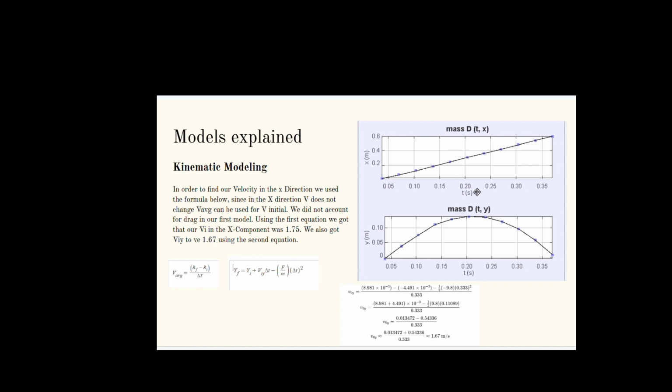Just because there were no forces in the x direction, that means V should be constant throughout the trial. That means V average equals V initial equals V final. Then for the y direction, we use the formula right here on the right, and you can see our calculations: because we had the final position, initial position, gravity, and time, we were able to calculate the initial velocity in the y direction.